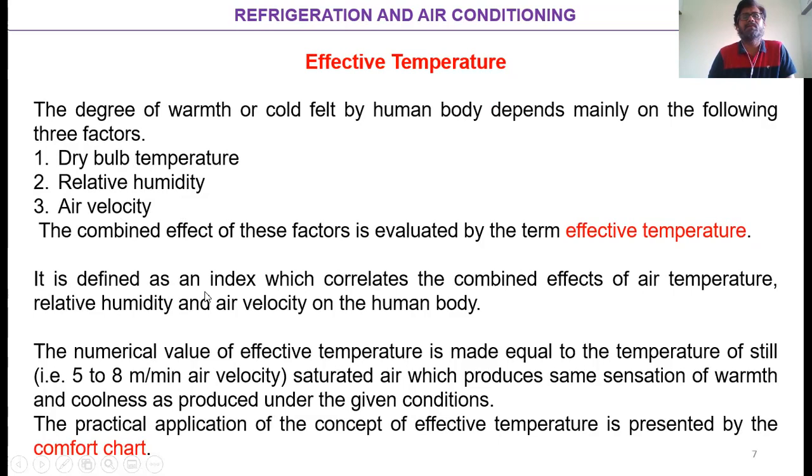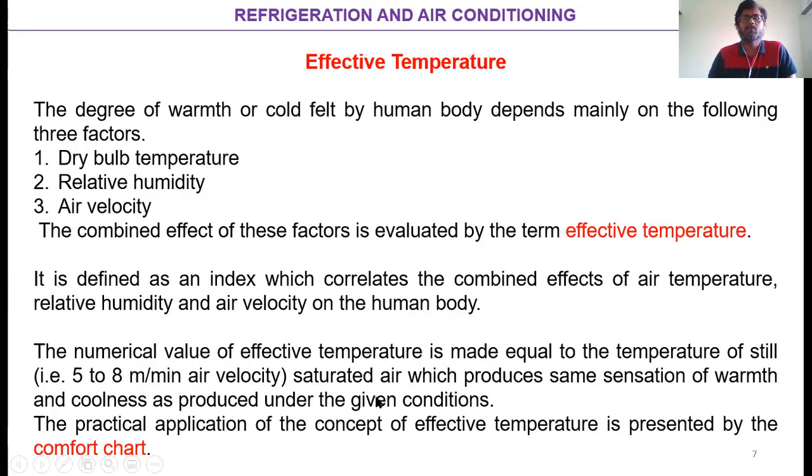So it is normally defined as an index, or an indicator, a numerical value which correlates the combined effects of the air temperature, relative humidity, and air velocity on the human body. So what is the effective temperature? Very important: the numerical value of the effective temperature is made equal to the temperature of the still saturated air. Still saturated air means fully saturated air, 100% saturated, which is still, meaning the air velocity is somewhere in the range of 5 to 8 meters per minute.